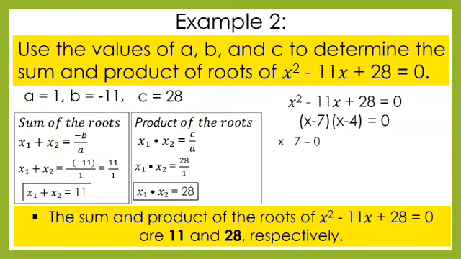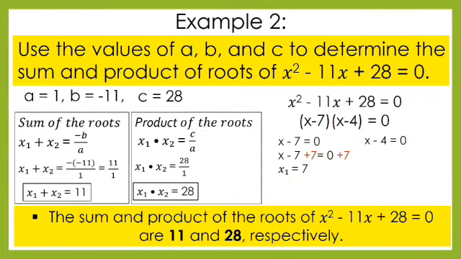Then, we equate x minus 7 to 0. Then, solve for x. We add 7 to both sides of the equation. Simplify, we get x sub 1 equals 7. This is our first root.